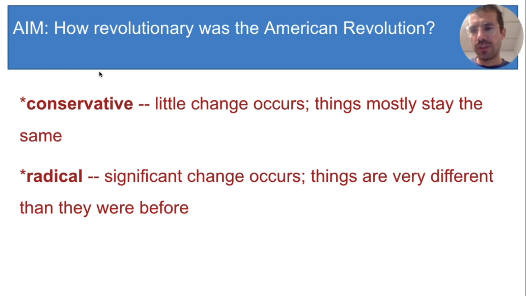The other viewpoint says that the revolution was radical. And radical means that things change a lot. People that think the revolution was radical think that a true revolution occurred because many people were affected by significant changes. So I'll ask you again to think as we continue, was the American Revolution, in your opinion, more conservative or more radical?